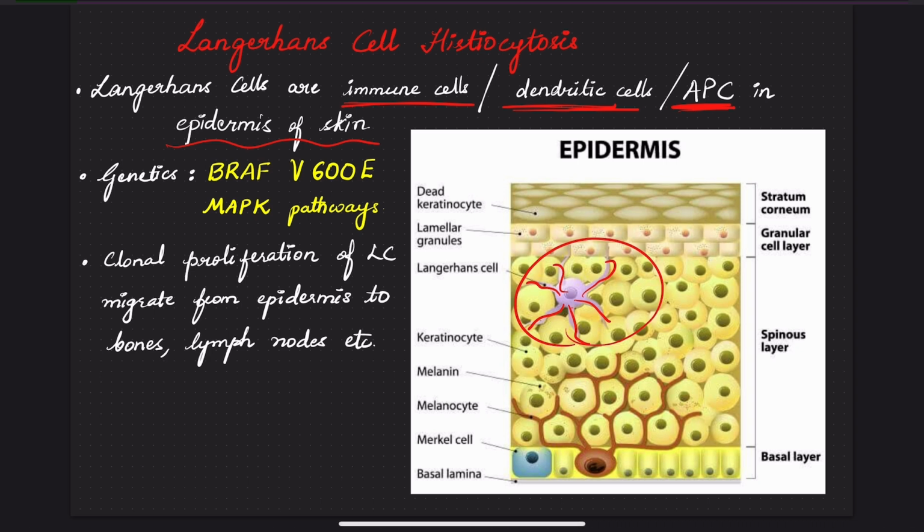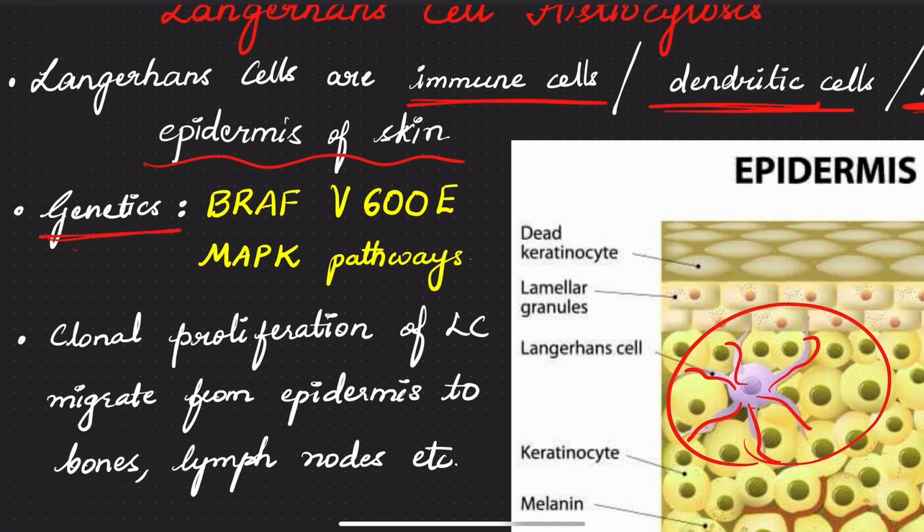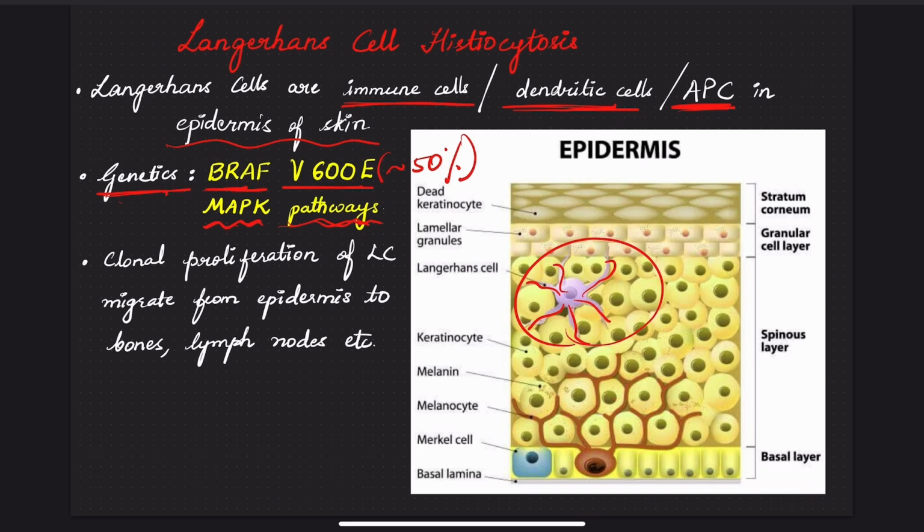Whenever there's clonal proliferation of these Langerhans cells, it is a histiocytic proliferative disorder in which the Langerhans cells proliferate abnormally and migrate from the epidermis to other systems, most commonly bone or the lymph nodes. The most commonly seen genetic mutations are BRAF mutations. The BRAF V600E mutation is seen in more than 50% of cases of LCH. Other mutations can be in the MAPK, mitogen activated protein kinase, pathways, which can also be observed in a few other cases of LCH.